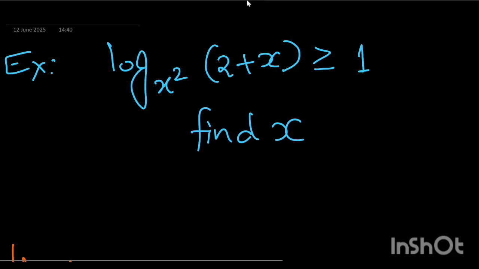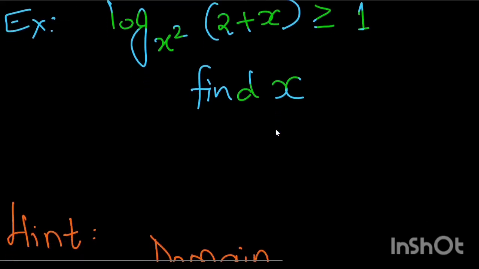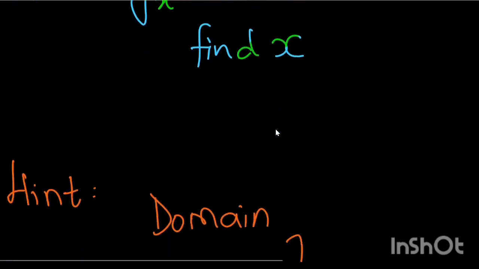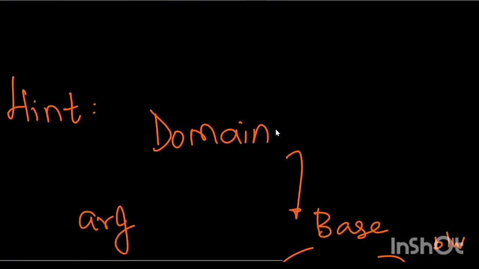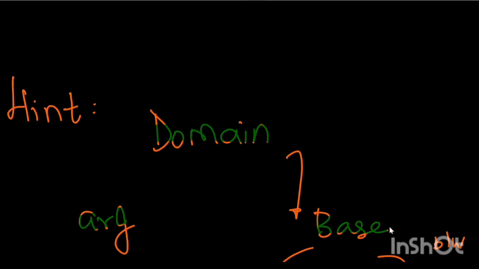Try to solve this question, guys. Log base x square of 2 plus x, the argument, greater than or equal to 1, we have to find x. How can we approach this? So clearly we have to take care of the domain. Domain contains two parts, one is the argument, another is the base.